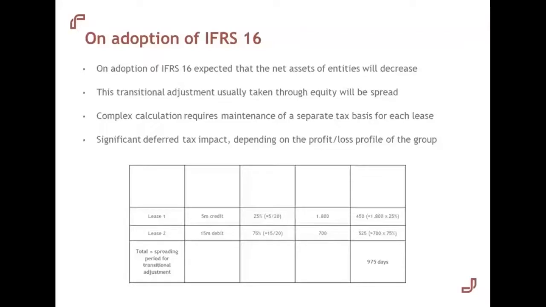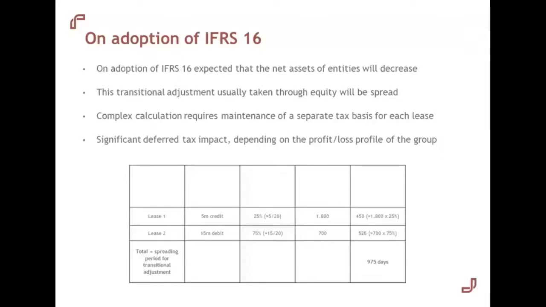On this slide, we've included what was tried to be a simple example of the spreading calculation. If we look at Lease 2, for example, which again is the most likely scenario, being a reduction in the net assets and a debit adjustment to equity, here there is a total transitional adjustment shown in step 1 of 15 million debit. Under step 2, we then need to calculate the relevant percentage for this lease compared to all of the transitional adjustments. So here we take the 15 million debit and we divide it by 20 million.